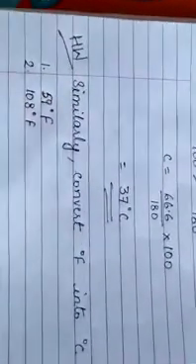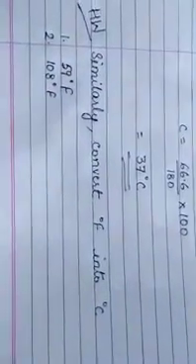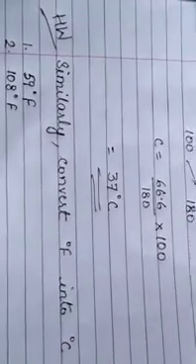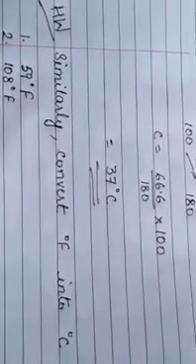Similarly, you have to do the homework here. Convert degree Fahrenheit into degree Celsius. First one is 59 degree Fahrenheit and second is 108 degree Fahrenheit. Apply the same method and convert this degree Fahrenheit into degree Celsius.